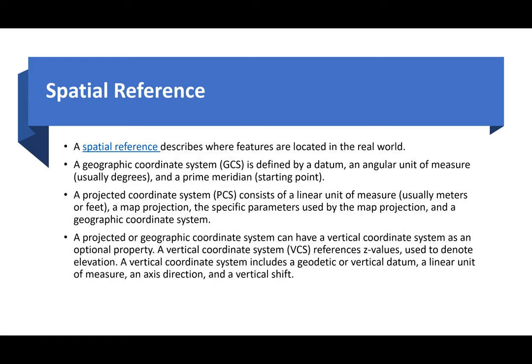A projected or geographic coordinate system can have a vertical coordinate system as an optional property. Most of the time we're talking about a horizontal coordinate system. A vertical coordinate system, abbreviated VCS, references Z values. Z indicates the third dimension and is used to denote elevation. A vertical coordinate system includes a geodetic or vertical datum, a linear unit of measure, an axis direction, and a vertical shift. I know this is a lot of information to start off, but it's related to spatial reference and the big picture behind all of this, and we'll get into more specifics as we go through.